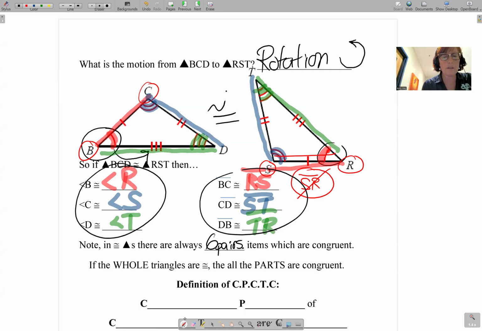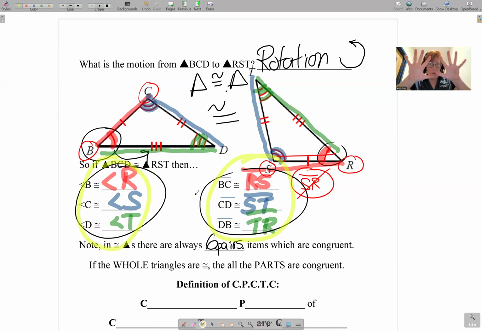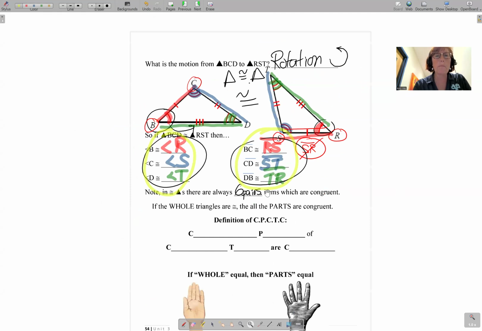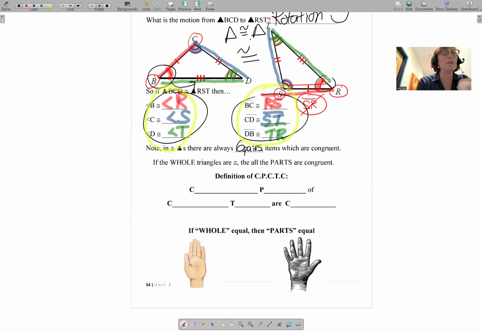So if I say that one triangle is wholly congruent to the other, then all the individual angles and side lengths are also congruent. Whole equal, parts equal. That has a fancy name, and then I'll give you the slang name here. The fancy name is this.